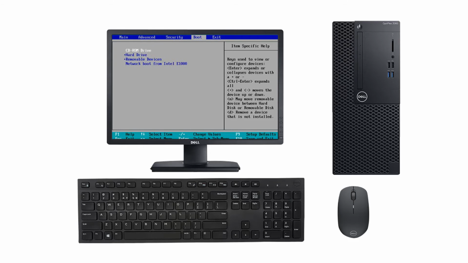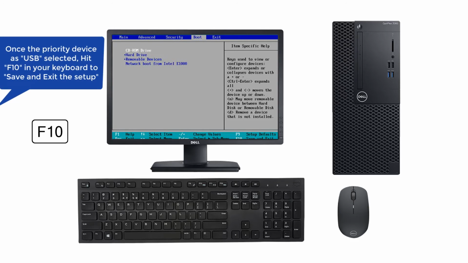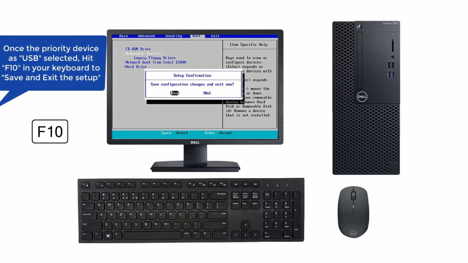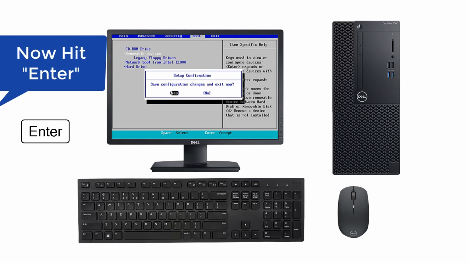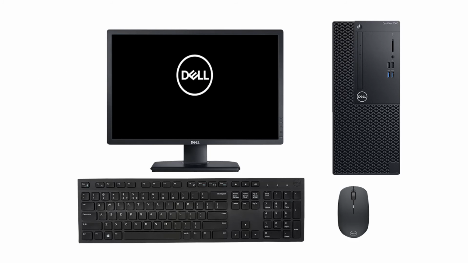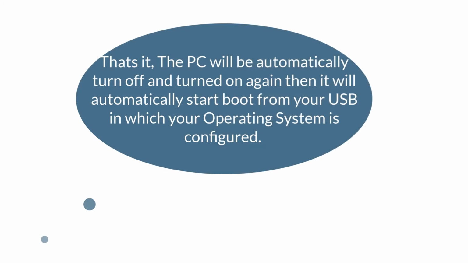Now hit F10 to save the changes you have done and reboot your system. Then hit enter on your keyboard to confirm yes to proceed further. That's it, you have done the process. Now it will automatically boot the operating system from the USB pen drive.